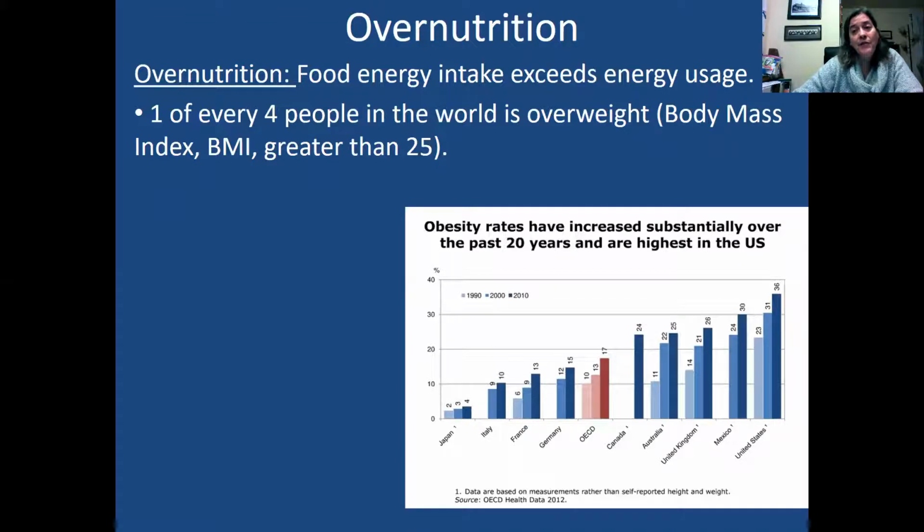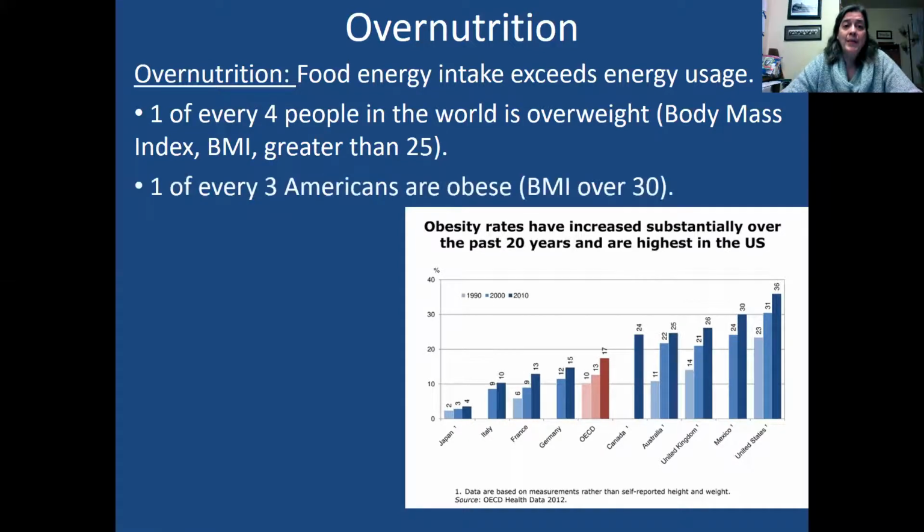Okay, so on the other end of the spectrum, we have overnutrition, which means you're taking in more food energy, more calories than what you can use, and so it leads to being overweight. So about 1 out of 3 Americans is obese. You can see the graphic down here as far as rates of obesity for some sample countries, the United States being the one on the far right.